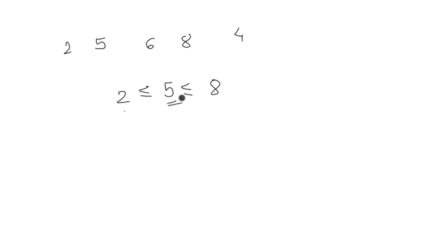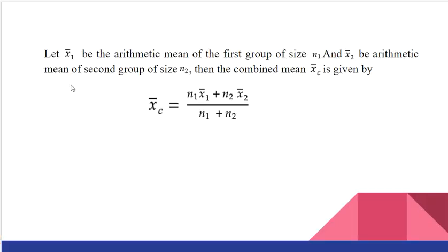Why have we given this property? Because this gives a bound for the arithmetic mean. If x bar does not lie within the minimum and maximum of the observations, then it is an indication of error in computation. So our next property is the property of combined mean. Let x1 bar be the arithmetic mean of the first group of size n1 and x2 bar be the arithmetic mean of the second group of size n2. Then the combined mean xc bar is equal to (n1 x1 bar plus n2 x2 bar) divided by (n1 plus n2).